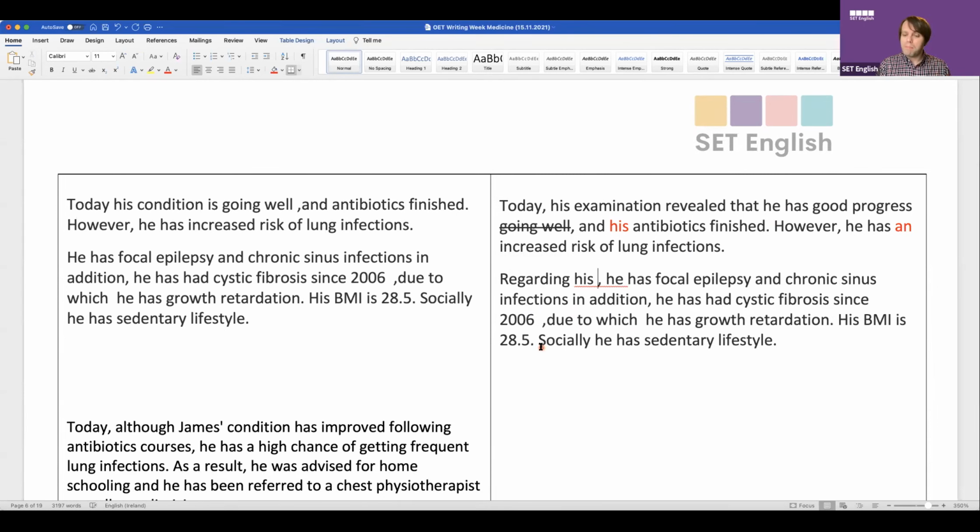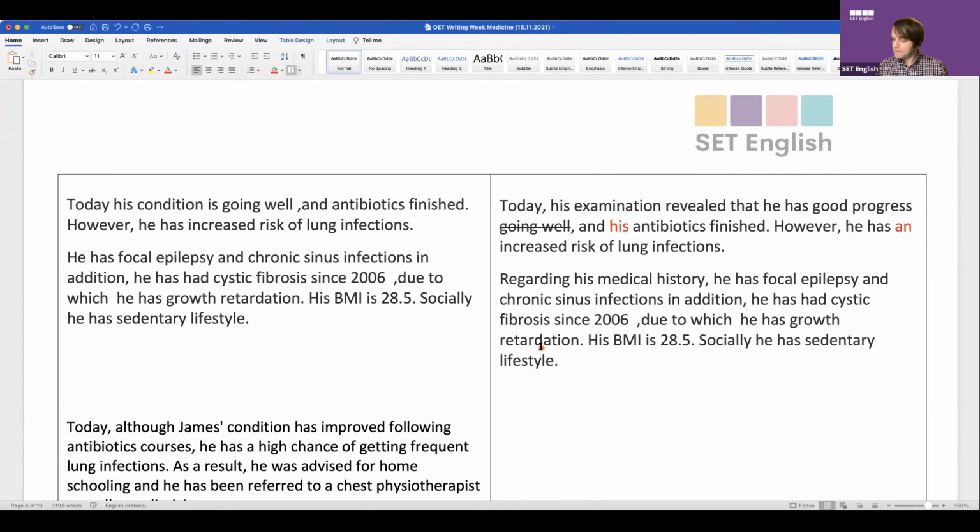Do I only talk about medical history in the background? Ashley, Elena, do I only talk about medical history in the background? No. I'm also going to talk about social life. So whenever you write these paragraphs, guys, you're always going to have two linking phrases. The first one will say, hey, I'm talking about medicine. The second one will say, hey, I'm talking now about social, right? Okay, so regarding his medical history, he has focal epilepsy, blah, blah, blah.